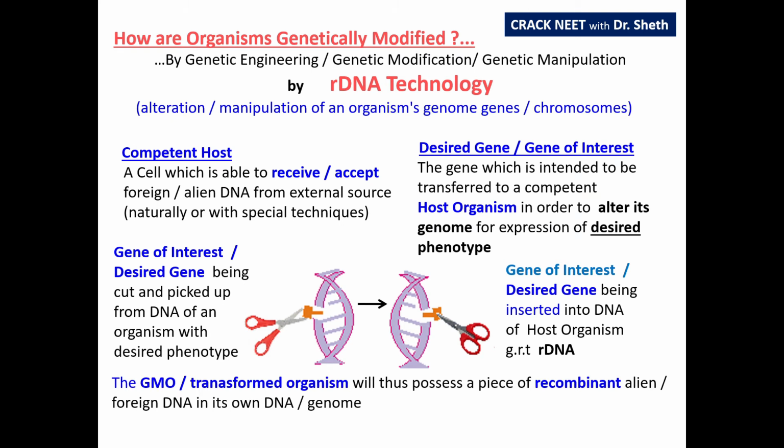The GMO, the genetically modified organism or the transformed organism, will thus possess a piece of recombinant or alien DNA in its own DNA genome. Now recombinant means which has combined with its new DNA. So this is not the original DNA. Once it has the alien gene, now this is called your recombinant DNA. Okay.